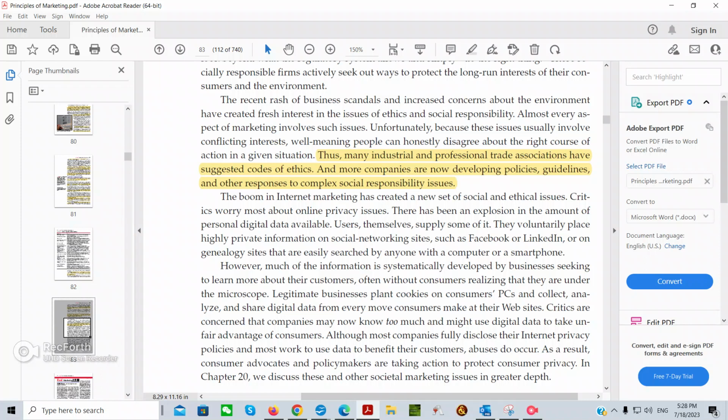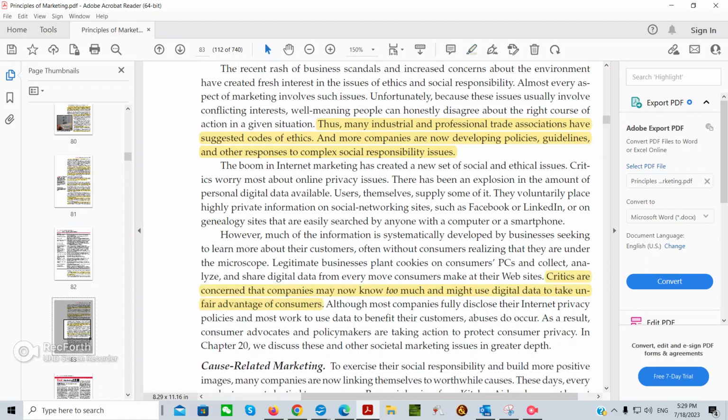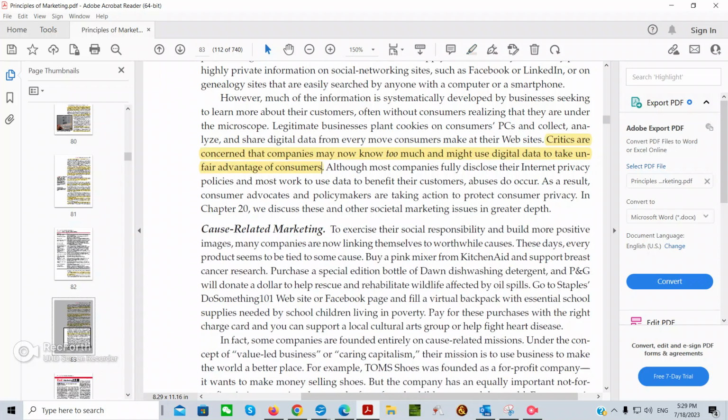However, much of the information is systematically developed by businesses seeking to learn about their customers, often without consumers realizing they are under a microscope. Legitimate businesses plant cookies on consumers' PCs and collect, analyze, and share digital data from every move consumers make on websites. Critics are concerned that companies may know too much about digital data and take unfair advantage of consumers. So that's the challenge.